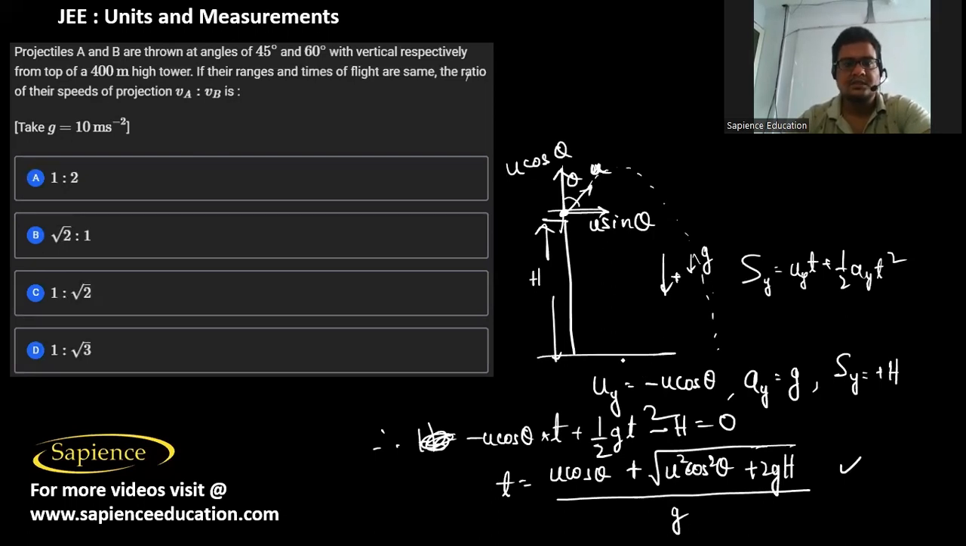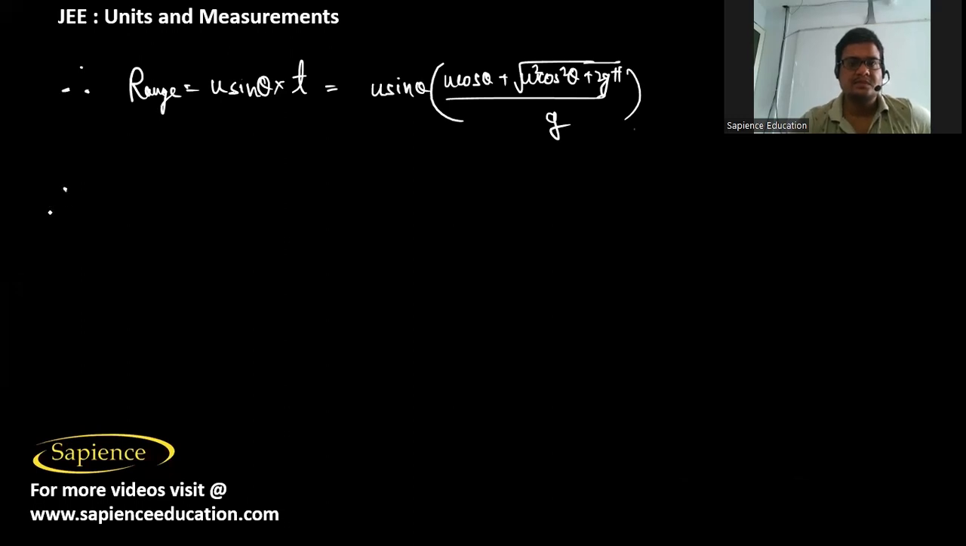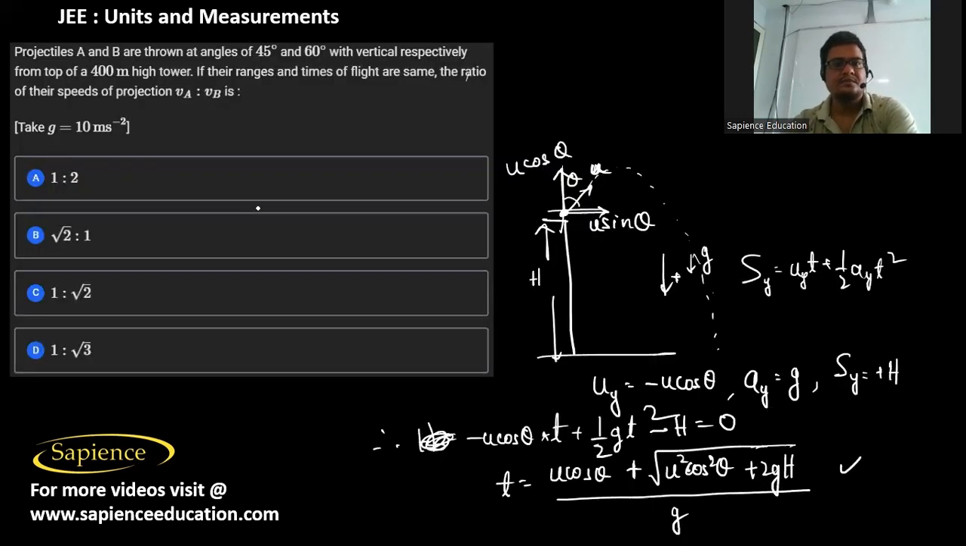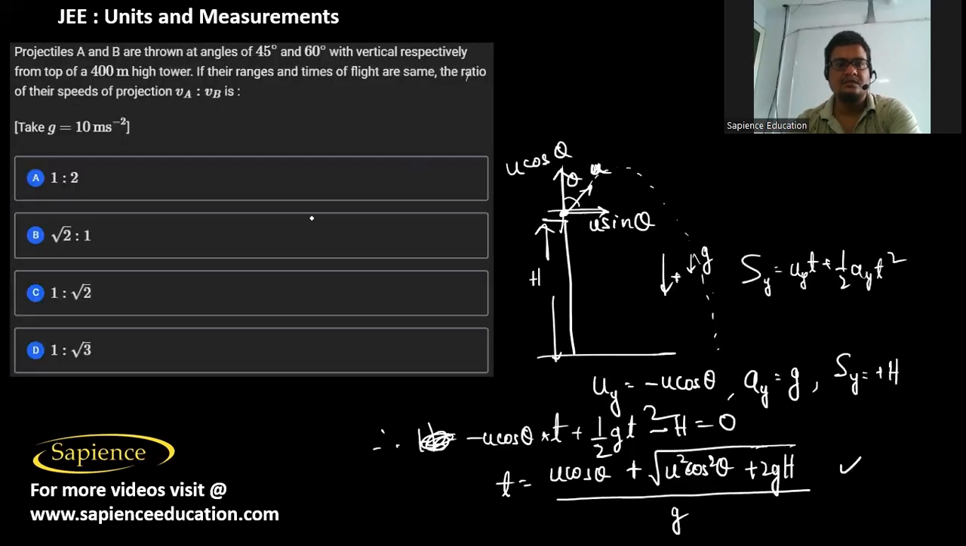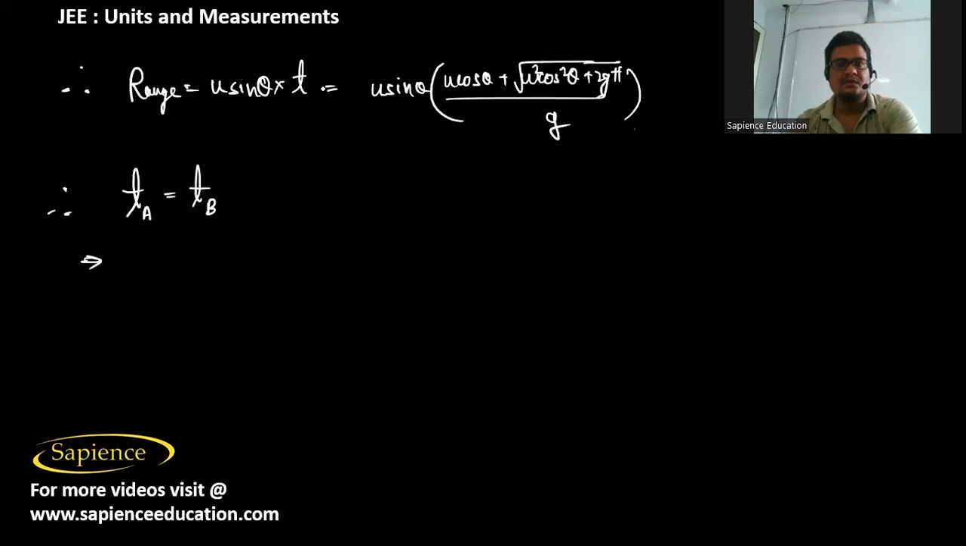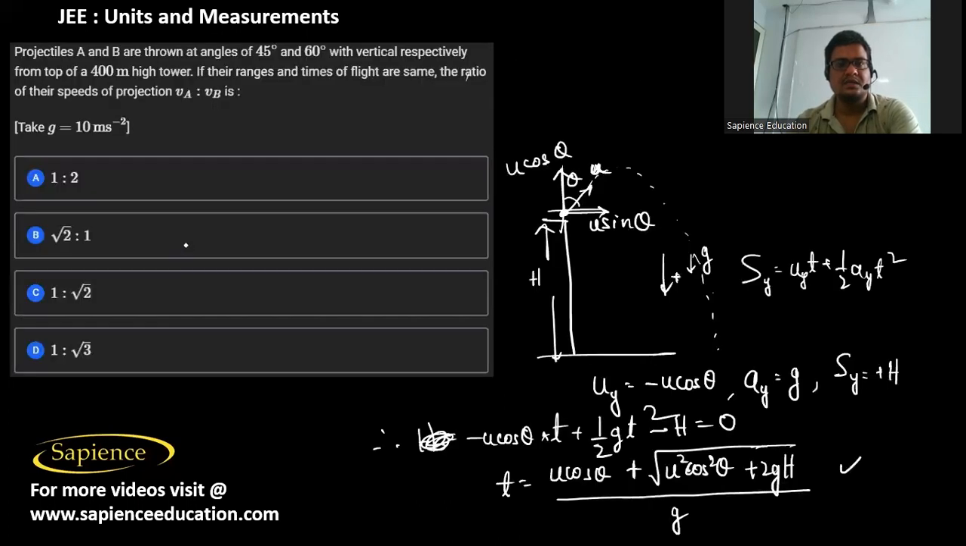Now here it is told that if their ranges and times of flight are the same, then the ratio of their speeds of projection is asked, and the angle is not the same. So time of flight is the same. It means I can say the time of flight for projectile A is equal to the time of flight for projectile B, and their speeds of projection are VA and VB, and their angles are 45 degrees and 60 degrees.